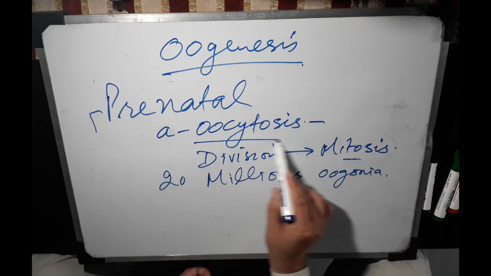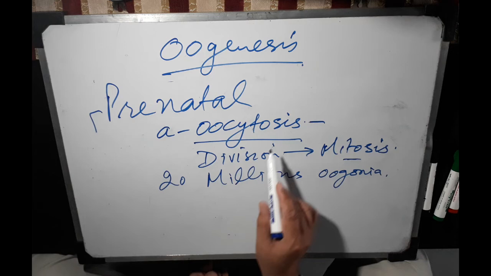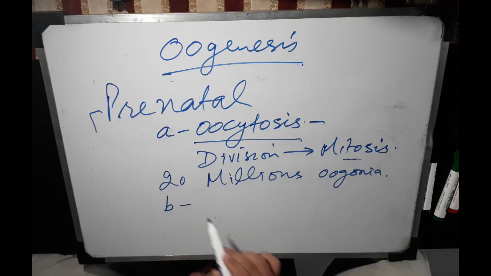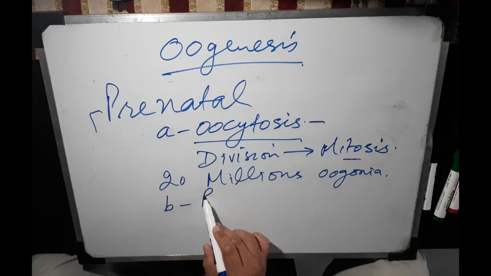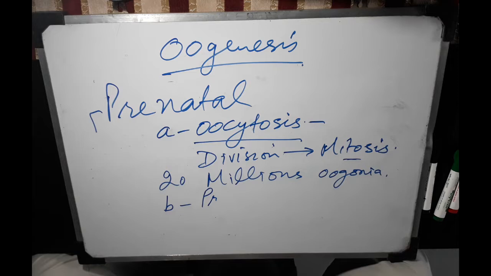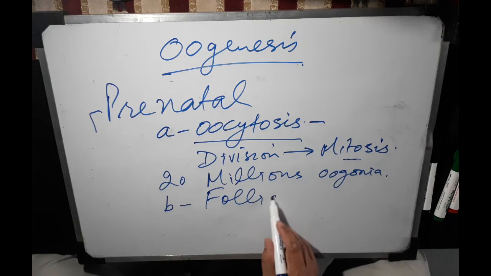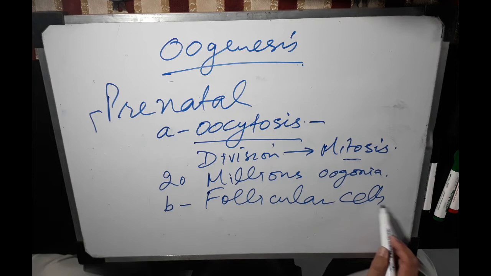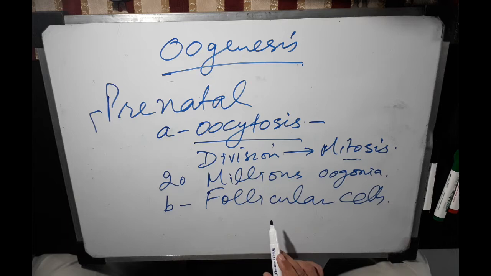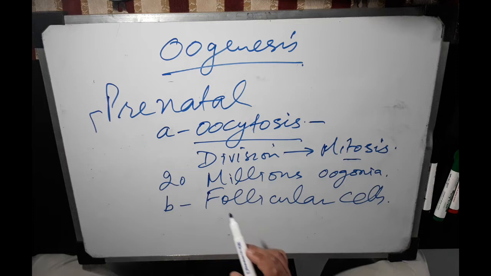Parallel to the oocytosis there are cells in the ovary known as the follicular cells. These are squamous cells, single layer of squamous cells. They surround groups of the oogonia.